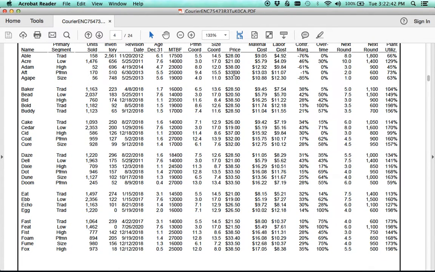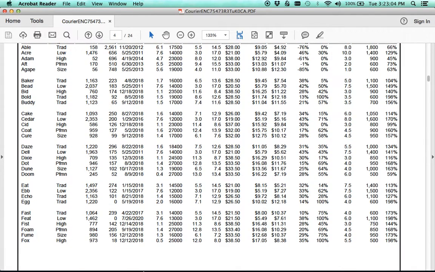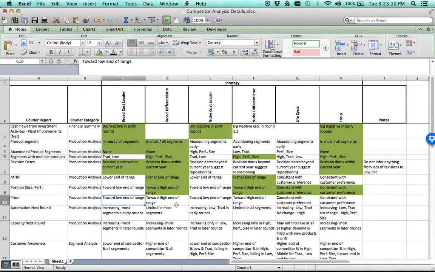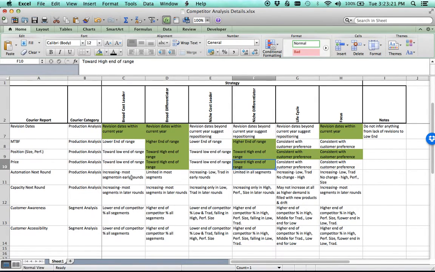$33.50 on their performance and size. So higher than that, they don't even have performance and size. So $33.50 here makes them higher than those guys. Performance and size, that's us. They don't even have performance and size. So again, you're basically looking at them being towards the high end on price in pretty much every segment. So we're going to say towards the high end of the range. Certainly not consistent with preference. Let's look at automation next round.